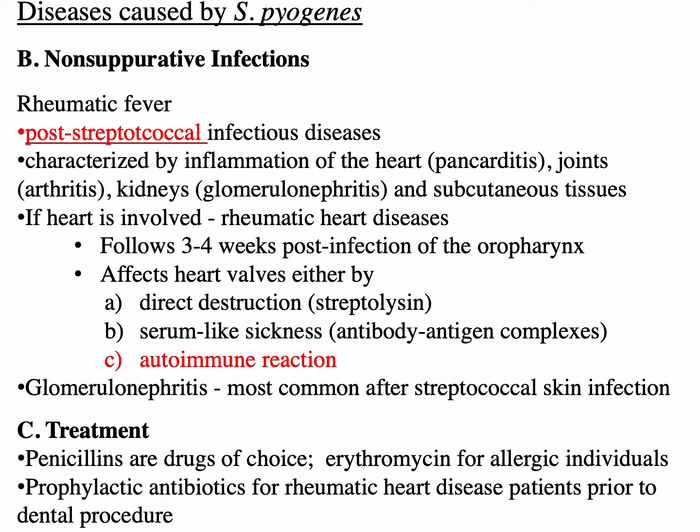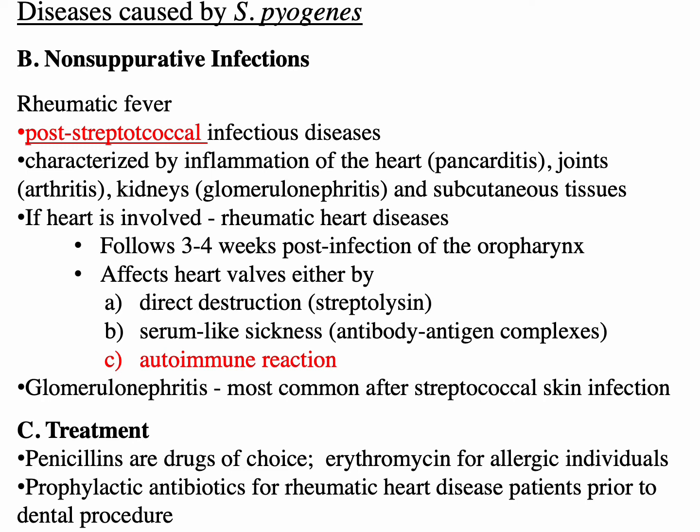The third one is autoimmune reaction. This is that group A strep has an antigen or protein that looks similar to our body tissue. In fact, it has been shown scientifically that the membrane of group A strep has a protein that is very similar to the myocardial antigen. So one antigen on our heart is very similar to one of the membrane proteins in group A strep.